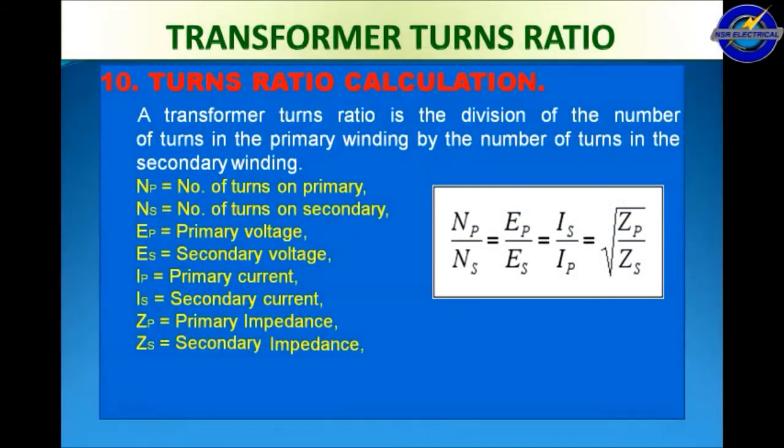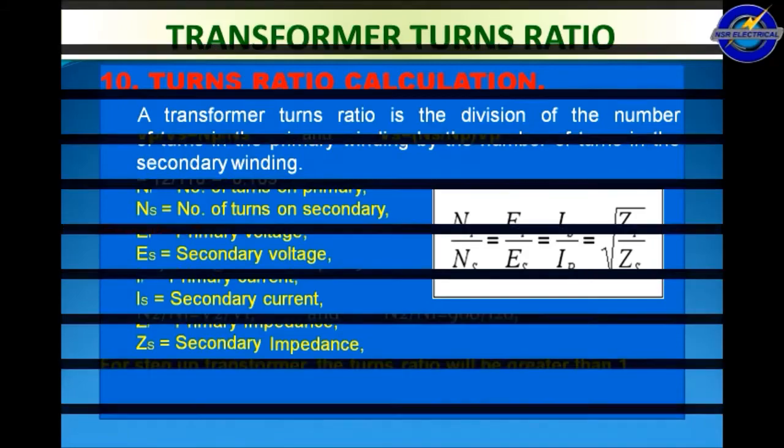Next one is turns ratio calculation. Transformer turns ratio is the division of the number of turns in the primary winding by the number of turns in the secondary winding. Here NP by NS equals EP by ES equals IS by IP equals root of ZP by ZS. NP is number of turns on primary, NS number of turns on secondary, EP primary voltage, ES secondary voltage, IP primary current, IS secondary current, and ZP primary impedance, ZS secondary impedance.